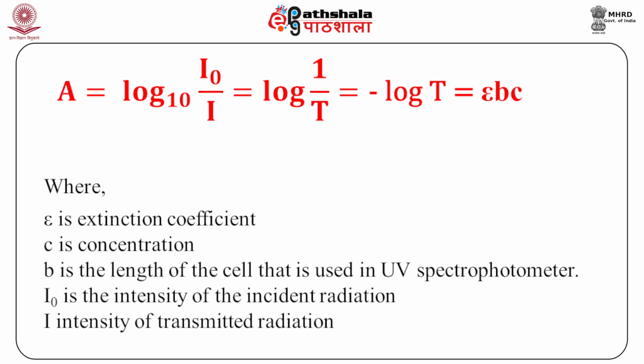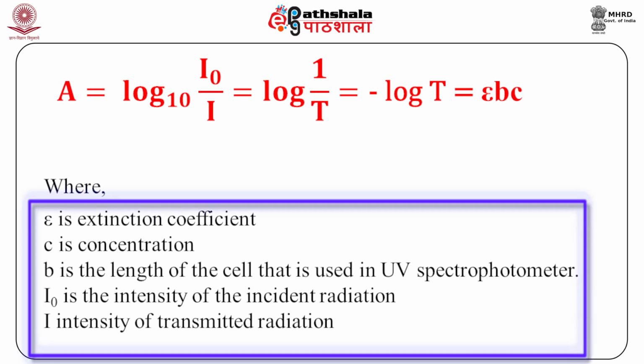Here in this Beer-Lambert law, A is equal to log10 of I naught divided by I, which is equal to log of 1 divided by T, which then is equal to minus log T, which is equal to EBC. Now here students, as explained earlier also, E is the extinction coefficient, C is the concentration of the sample, B is the length of the cell that is used in the UV spectrophotometer. As we already told you, the cells used in UV spectrophotometers are also known as cuvettes. So B is the length of that cuvette.